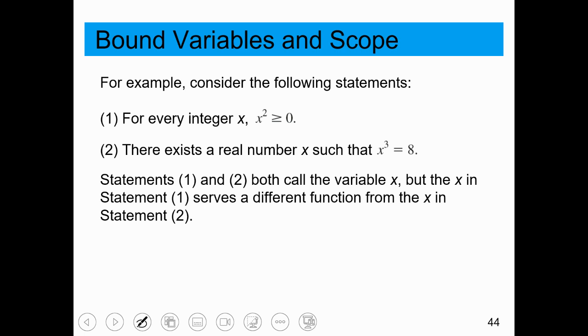All right, so here we have a statement: for every integer x, x squared is greater than or equal to 0, and there exists a real number x such that x cubed is equal to 8. Now, both of these statements call the variable x, but they serve different functions. Okay, they're not the same x.